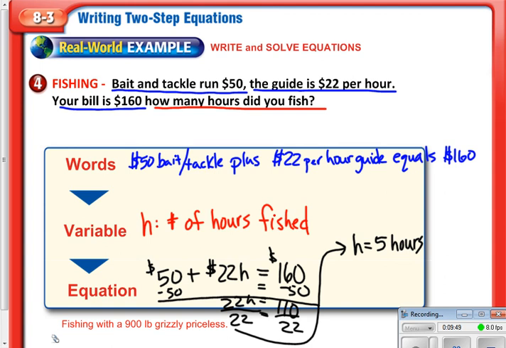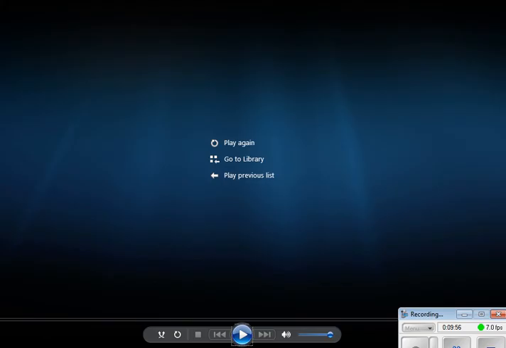Got a little clip here for fishing. Fishing with a 900-pound grizzly is priceless. So here we go. Check her out.